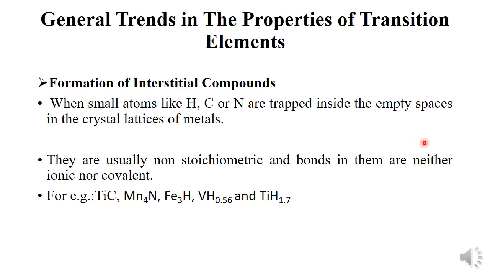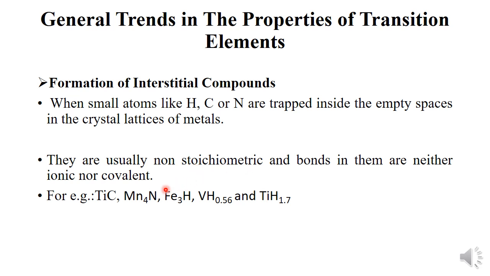Clear? इन empty spaces में बेटा सिर्फ वही वाले atoms trap होंगे जिनका size इनके empty space के size के साथ match करता होगा. वो easily trap हो जाएंगे. ठीक है? Clear? And they form a new compound which is known as the interstitial compounds. And these interstitial compounds are generally non-stoichiometric.